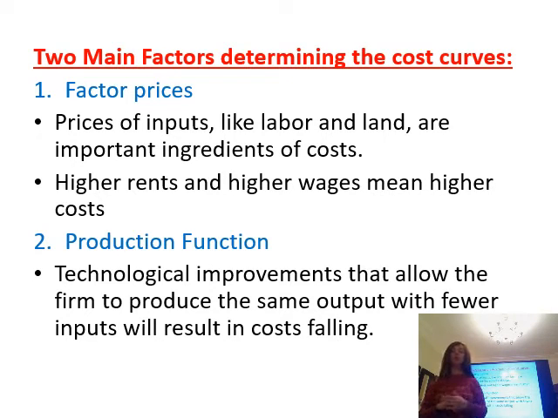We also have the production function. It determines the cost curves. Why? Because of technological improvements. Do you remember in chapter 6, we said that technological improvements allow the firm to produce the same output with fewer inputs, which implies that in this case the costs will be falling. So the main factors that govern the cost curves are the factor prices, the production function, and technological improvements.